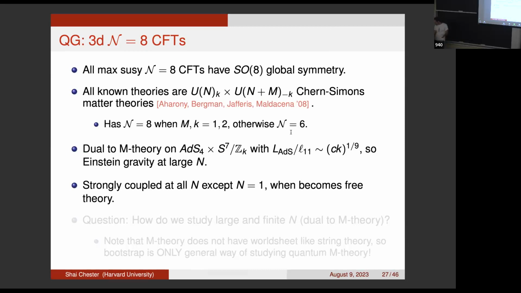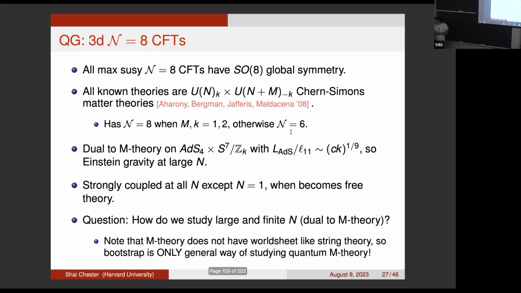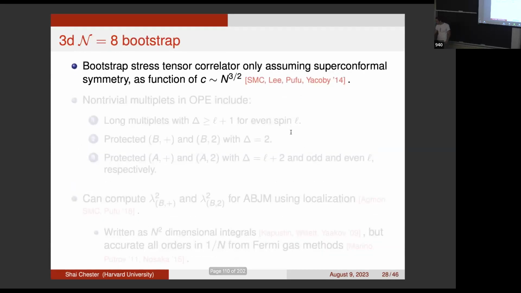This theory is also strongly coupled. And so again, we would like to be able to study it using conformal bootstrap. What's interesting about this theory, as opposed to n=4, is that this is our only way of studying M theory. If you want to study M theory, you better study ABJM, because I just don't know of any other way. Okay, so we're going to bootstrap the stress tensor because that's dual to graviton scattering.